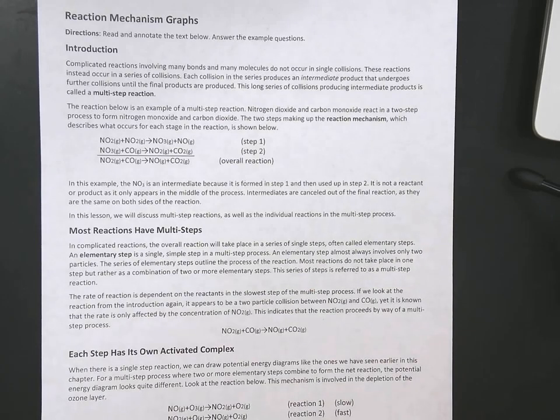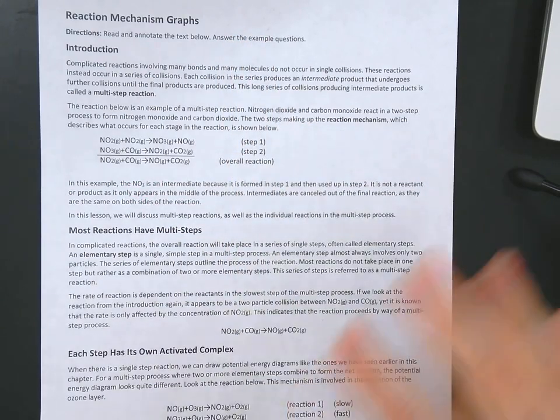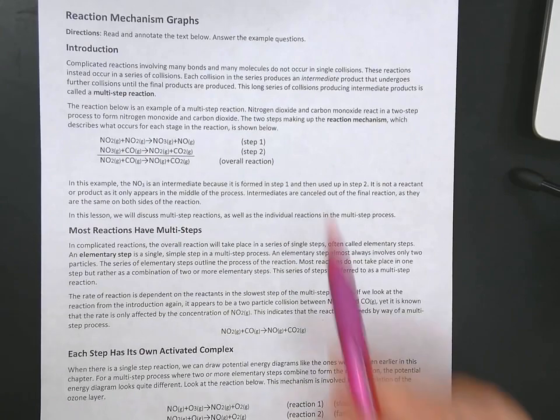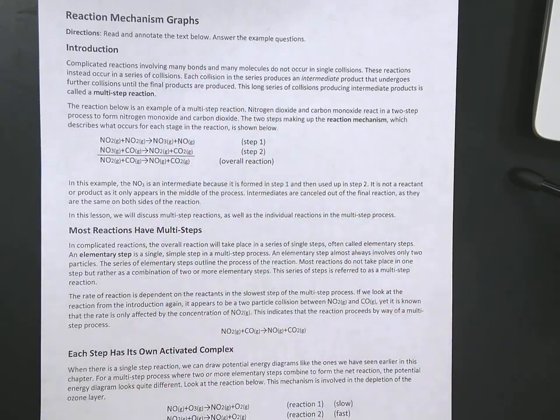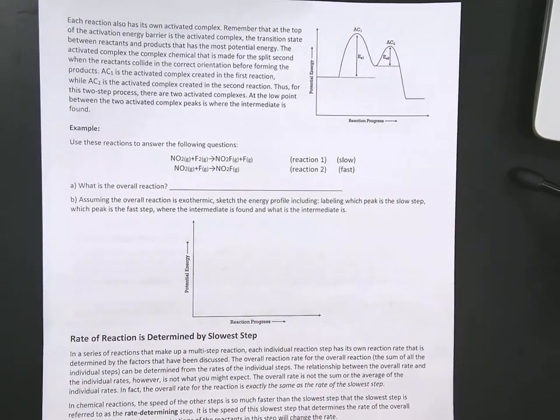Hi guys, we are going to take a look at the examples from your reaction mechanisms graphs notes. So make sure you read through these pages and annotate your text. And then when you're ready, we're going to go to the second page and do the examples. So if you need to go back and do that, pause first and then come back when you're ready for the examples.